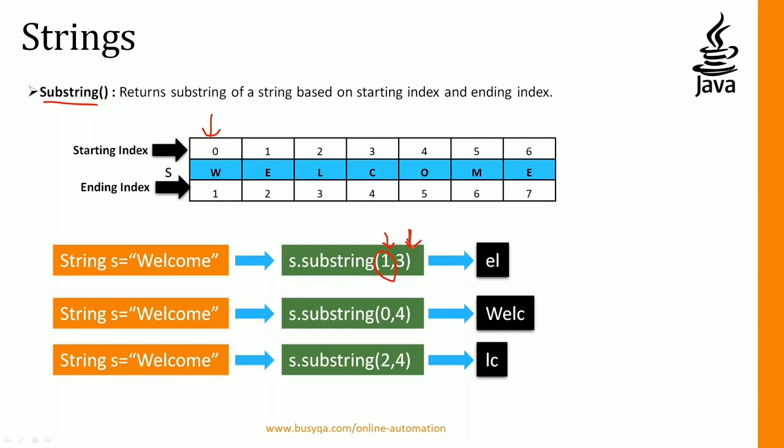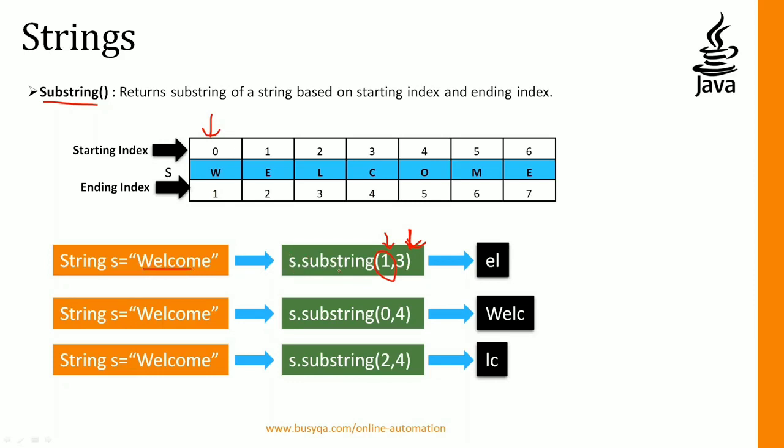And the ending index, if you want to provide for the same string, you need to start from 1. So 1, 2, 3, 4, like this. So this is the ending index, this is the starting index. This is the thumb rule, just remember this. So the starting index will start from 0, the ending index will start from 1. Whenever you want to count the starting index, you need to start from 0, and if you want to count the ending index, you need to start from 1. Okay, remember this.